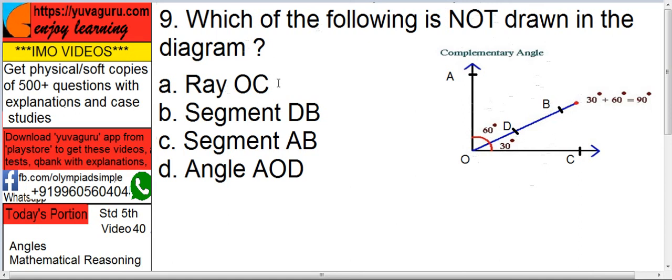Ray OC. O and C. Ray means what? It has a starting point but it goes infinitely. Means one dot as the starting point and then it has an arrow going on infinitely. Segment DB. Segment means what? D and B. It has a starting point and an end point. So it is there.